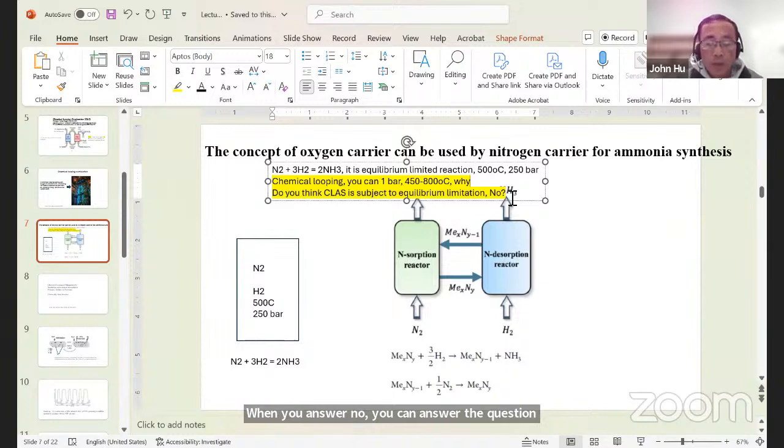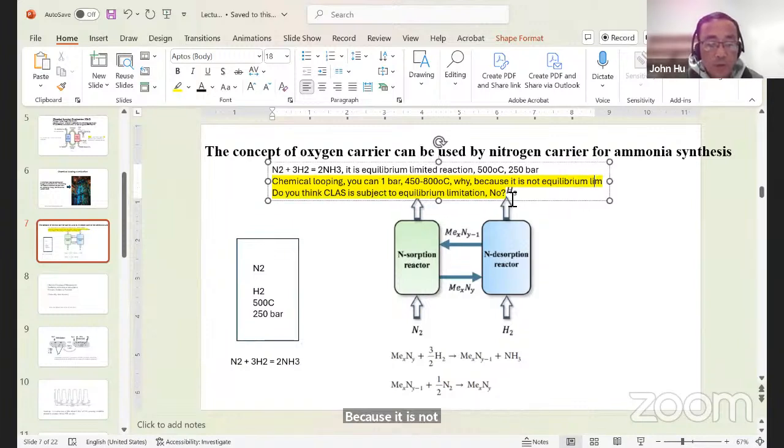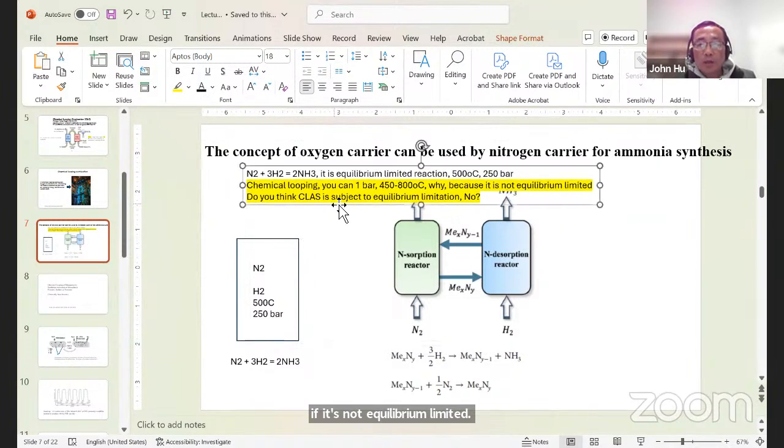You can do 1 bar because it is not equilibrium limited. If it's not equilibrium limited, you can do low pressure. Only when you are equilibrium limited, you need to increase pressure.